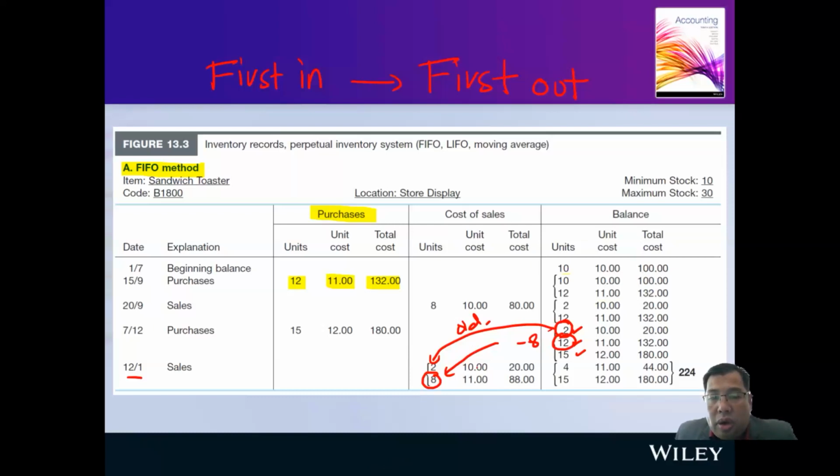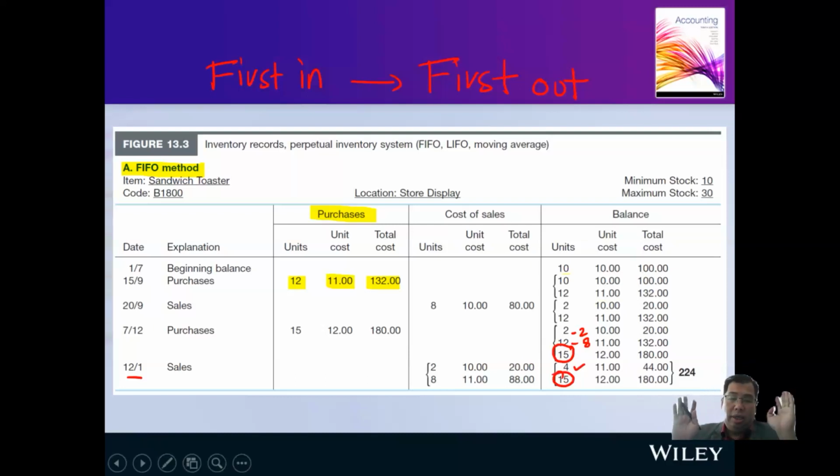For the 2, the cost is $10. Whereas for the 8, the cost is $11. So the total will be 108. What happened to my balance? 2 minus 2, 0. 12 minus 8, 4. So this is 4. And the newest one still remains unsold, 15. So this method is what we call the FIFO method.